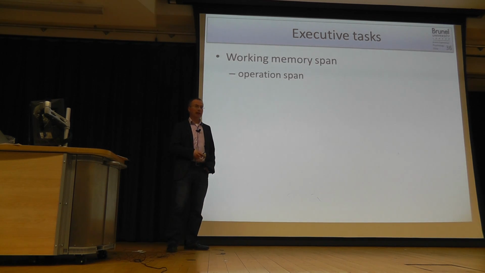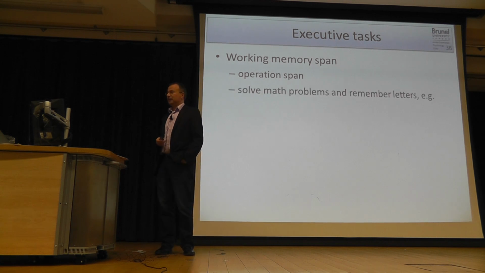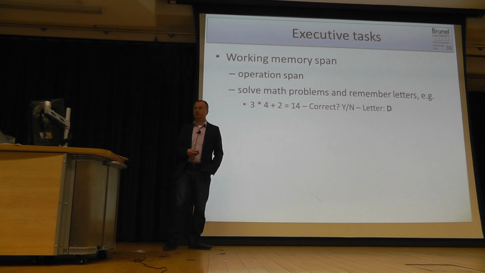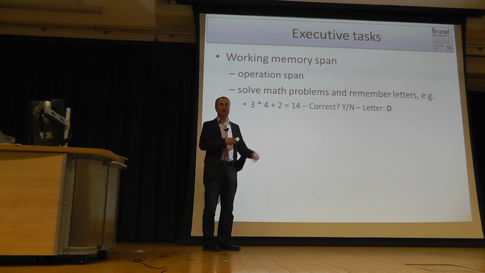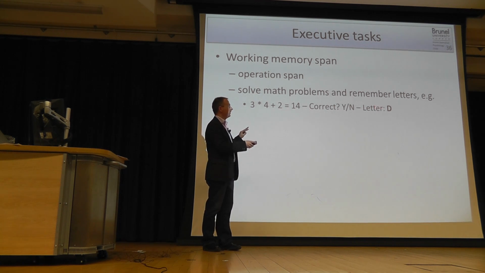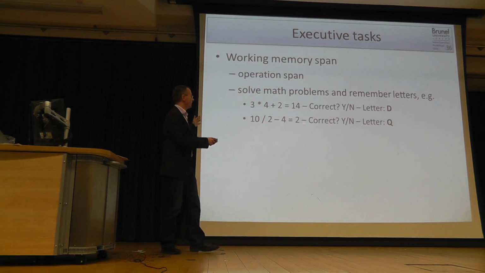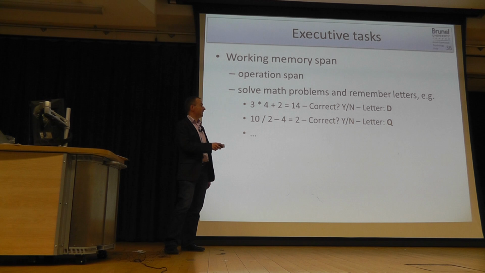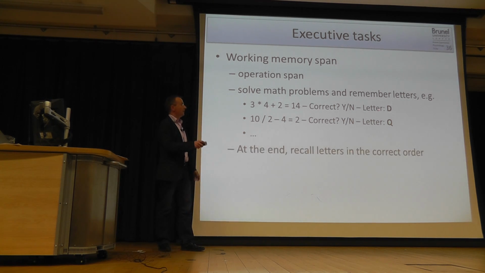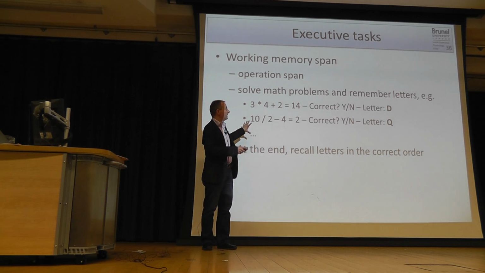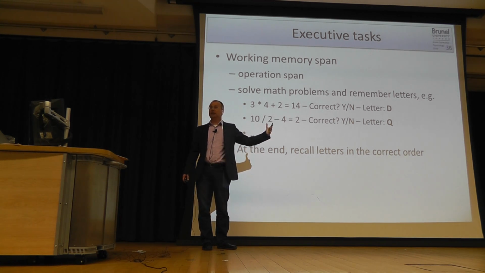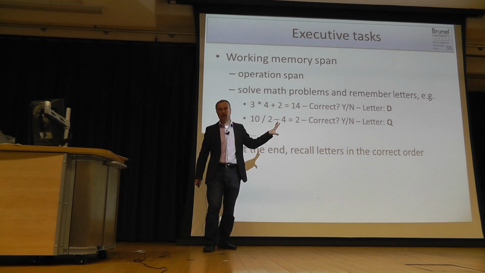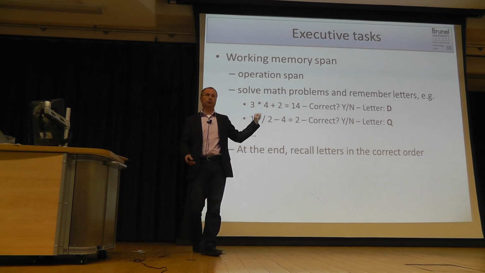A related task, just with a different processing demand, is the so-called operation span. Here you first have to solve mathematical equations. 3 times 4 plus 2 equals 14. Correct, yes or no? You have to respond as quickly as possible. Then you see a letter, for instance D. Then the next equation comes up, you have to say yes or no. Next letter comes up, and so forth. And in the end, you have to recall the letters in the correct sequence. By varying the length, you can see how many letters people can keep in mind, maintain, and recall correctly. And this is then the working memory span. And it has been shown that this memory span highly correlates with general intelligence, achievement in school, things like that.